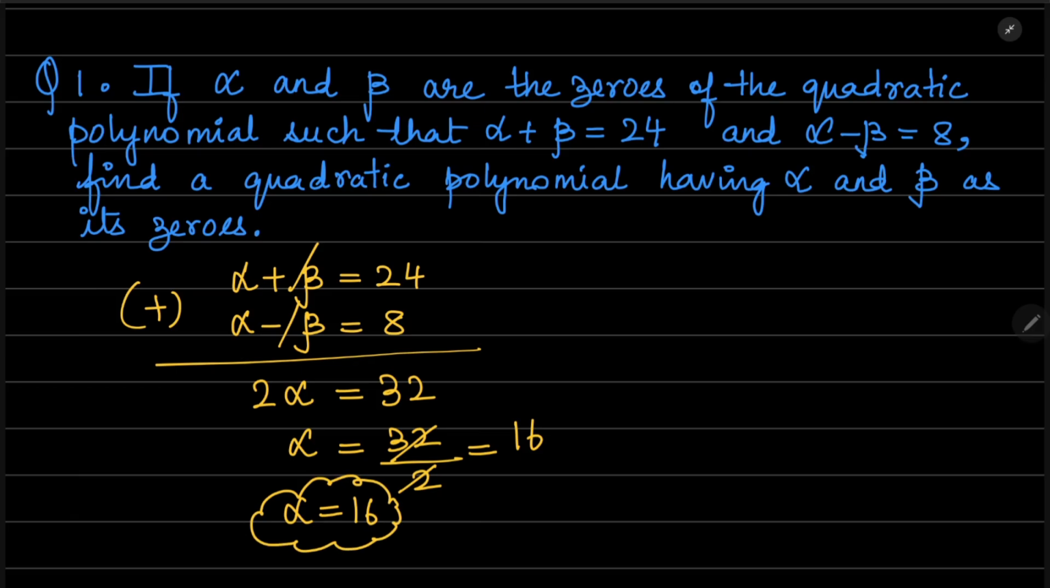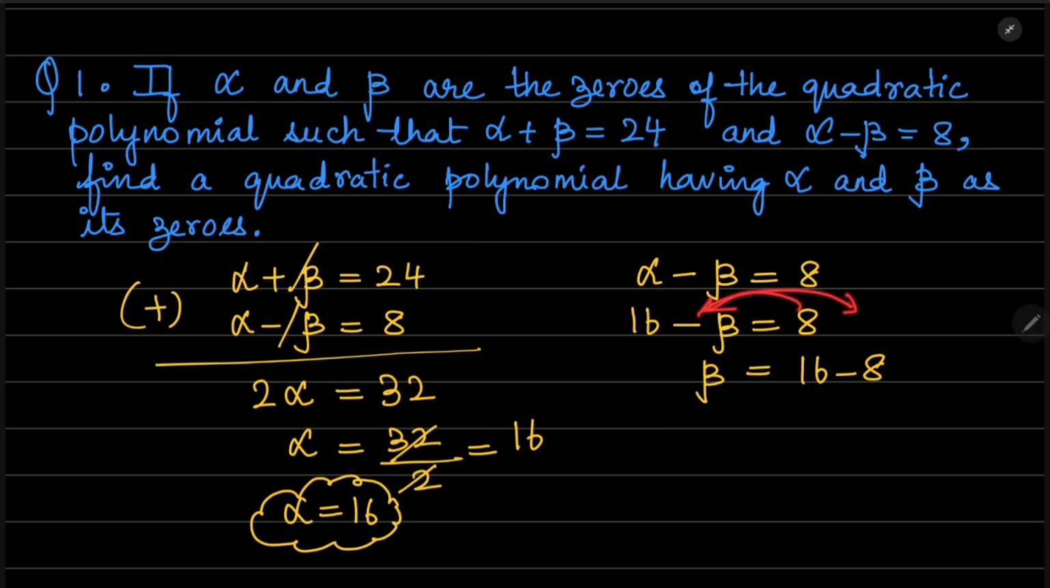Now let's substitute this alpha in any one of the equations. So for example, alpha minus beta is equal to 8. We know that alpha is 16. So 16 minus beta is equal to 8. Or if beta goes to the other side, beta is equal to 16 minus 8. Right? So here what I have done is beta goes to the other side, 8 comes here. So 16 minus 8 minus beta, when it goes to the other side, it becomes plus beta. Okay. So what is 16 minus 8? It is just 8. So this is the other zero of the quadratic polynomial.